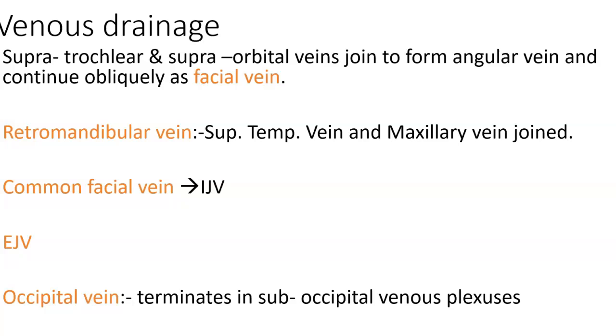Next, venous drainage. Mostly it is drained by the facial vein. You should know how the facial vein is formed. This is formed by the supratrochlear and supraorbital veins, which join to form the angular vein at the medial angle of the eye. Then they will continue to the retromandibular vein. Then it drains into the common facial vein.